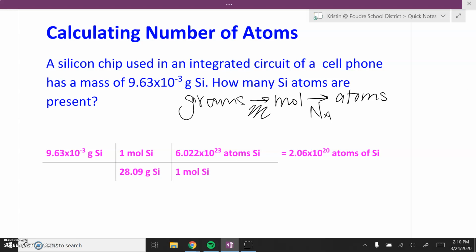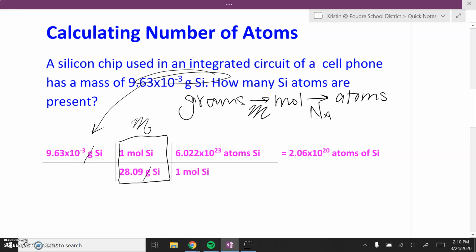Start with my starting point, which is grams of silicon. Take that guy, plug it in over here. Then we are able to get the molar mass from the periodic table. So there's our molar mass. We put the mass, the grams, 28.9, on the bottom because we want these grams to cancel out.